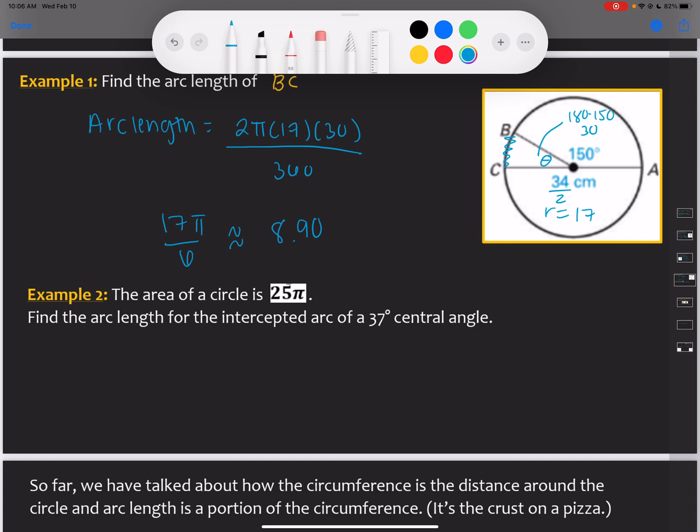All right, so say if I give you the area of the circle and ask you for the arc length when the intercepted arc, so that central angle, is 37 degrees. So in this case, what information is missing for me to substitute in my values? What don't I know? And I don't necessarily know the radius in this case.